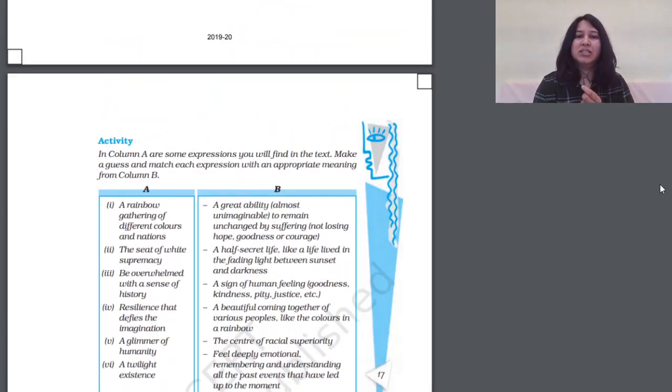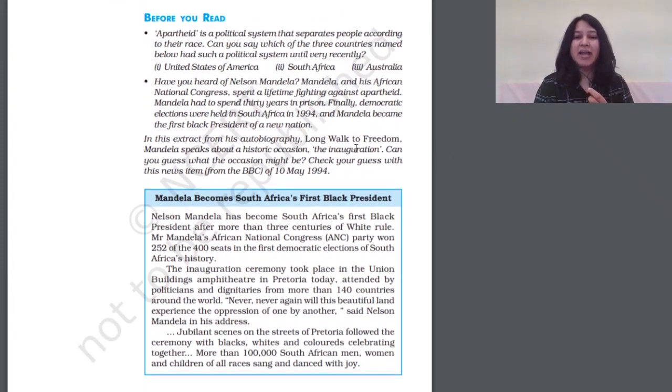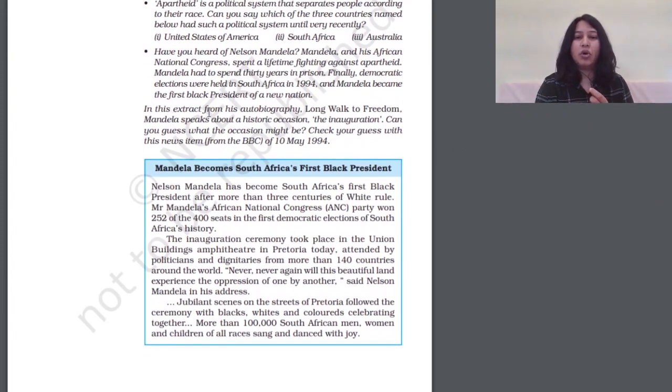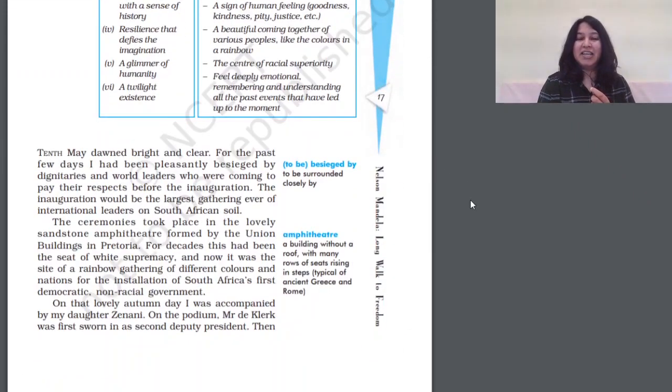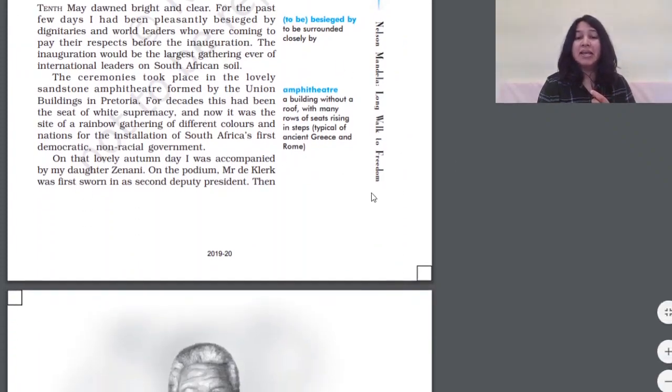Okay, so you must have read here that this is an extract from Nelson Mandela's autobiography, Long Walk to Freedom. Mandela speaks about a historic occasion, the inauguration. So this is the inauguration of Nelson Mandela as president.